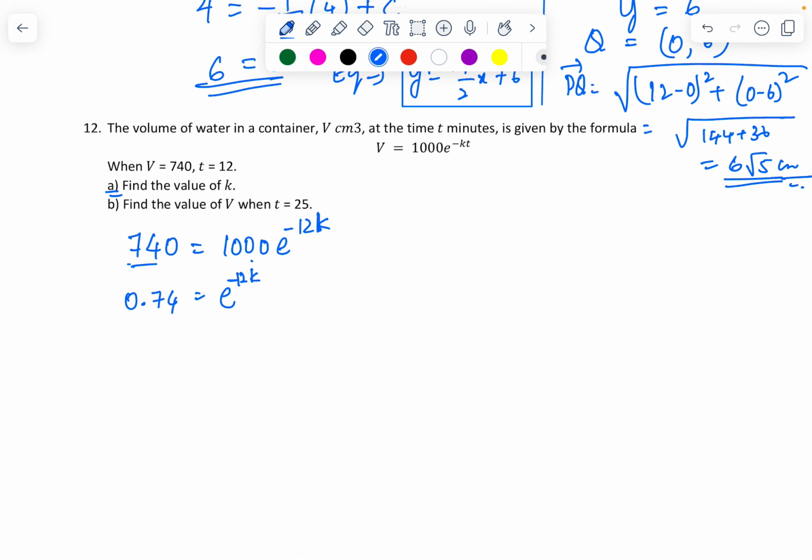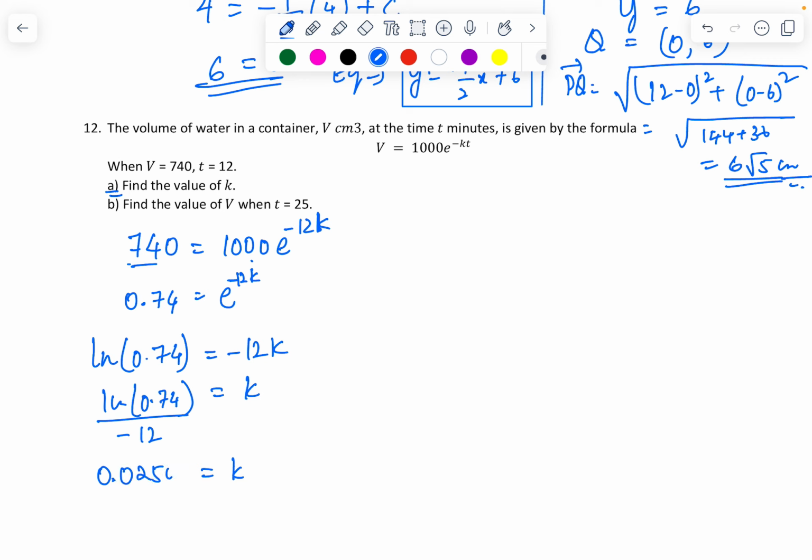Then to bring the power down, I'm going to use ln on both sides. So this gives me negative 12k. So k equal to ln 0.74 divided by negative 12. So k equal to, you will get the value as 0.02509. I will write it as 3 significant figures. So this is the answer for k.